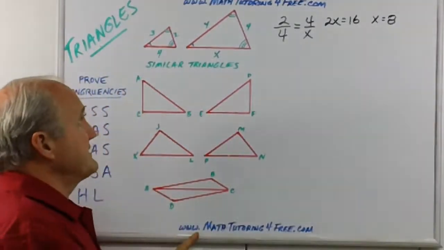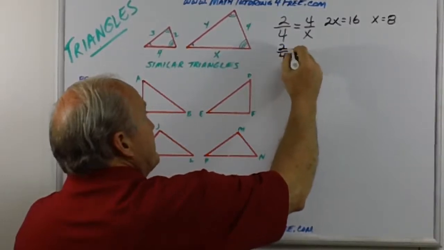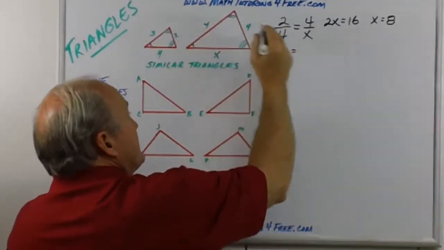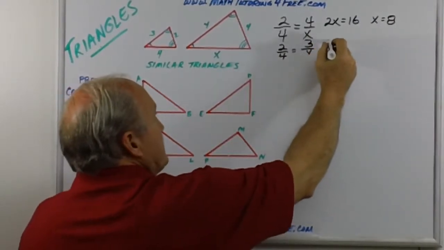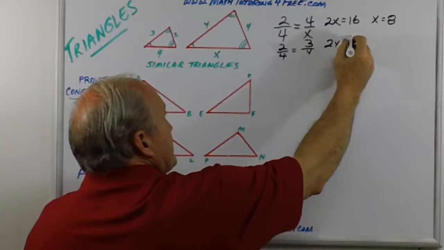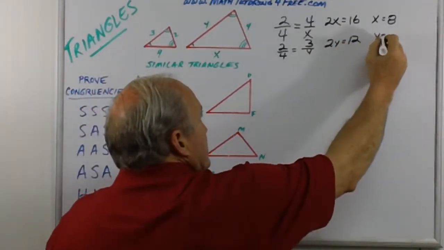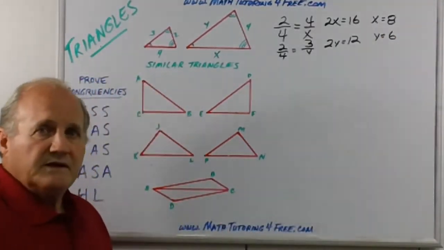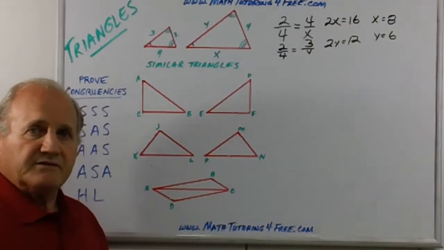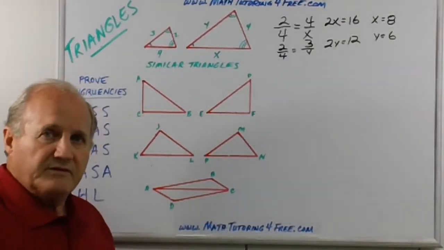We can find the other side by, in this case, the same ratio, 2 is to 4 as 3 is to y. Again, when we cross multiply, we get 2y is equal to 12, then y must be equal to 6. Okay, fairly simple, given that the triangles are similar. All you need is one of the sides to give you that ratio, and then you can figure out the others.